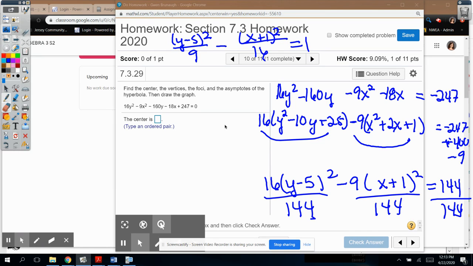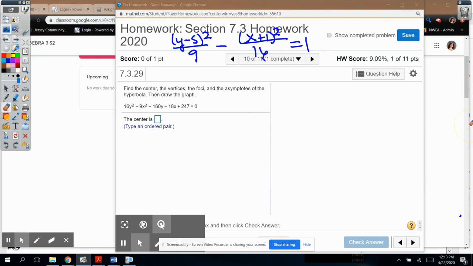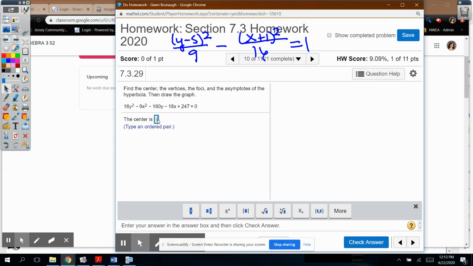Okay, so once you have your equation looking the way you need it to look, we can answer all these questions with the graph sketch. So my center is going to be x from x, y from y, negative 1, 5. Negative 1, 5. X from x, y from y.